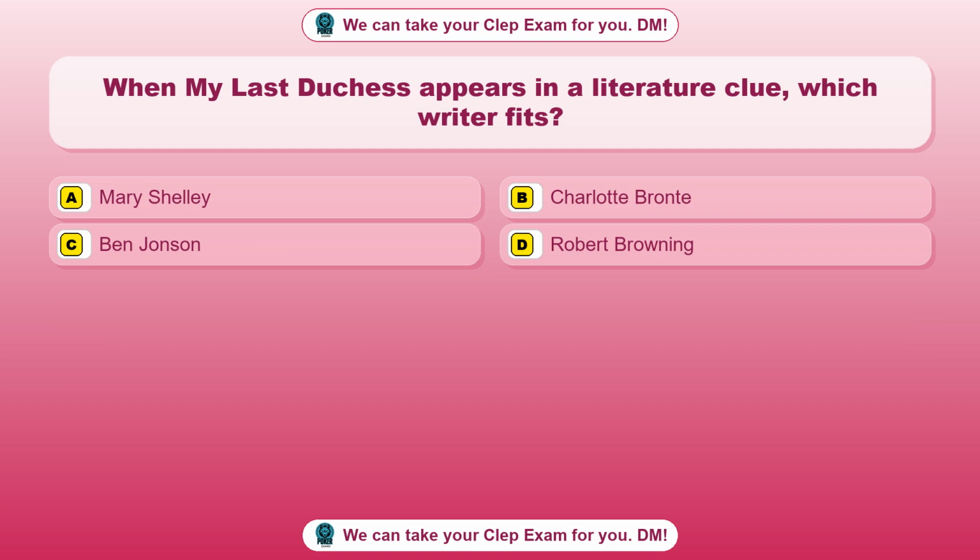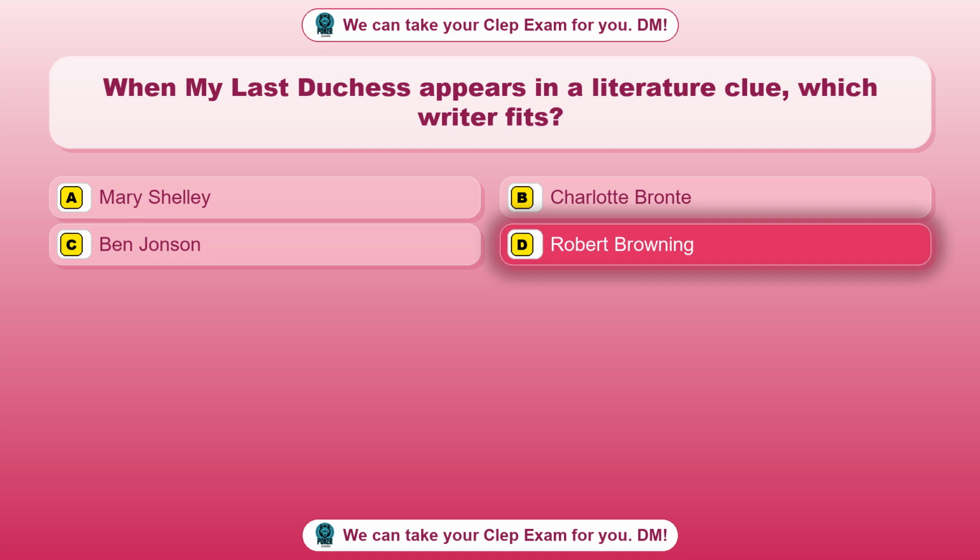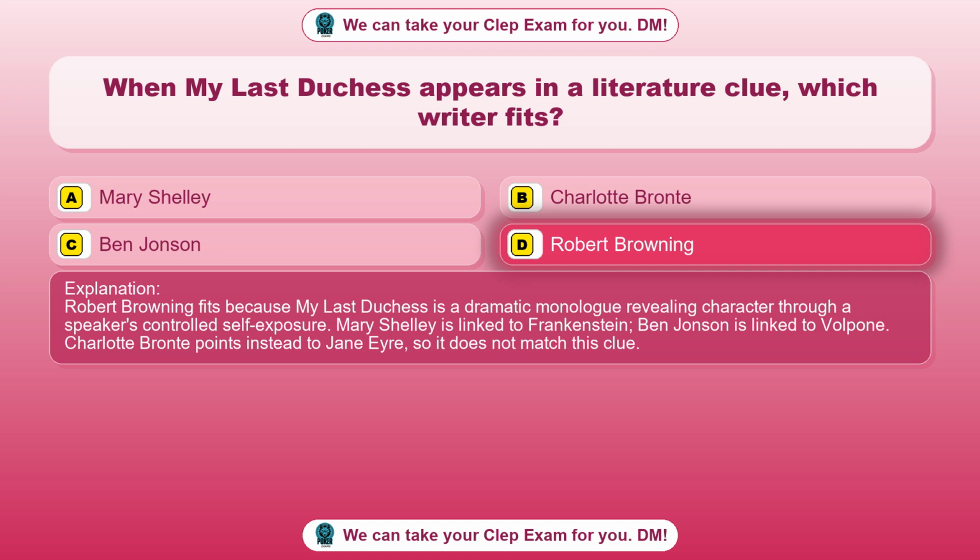Question 45. When My Last Duchess appears in a literature clue, which writer fits? Option A, Mary Shelley. Option B, Charlotte Brontë. Option C, Ben Jonson. Option D, Robert Browning. The correct answer is option D, Robert Browning. Robert Browning fits because My Last Duchess is a dramatic monologue revealing character through a speaker's controlled self-exposure. Mary Shelley is linked to Frankenstein, Ben Jonson is linked to Volpone, and Charlotte Brontë points instead to Jane Eyre, so it does not match this clue.